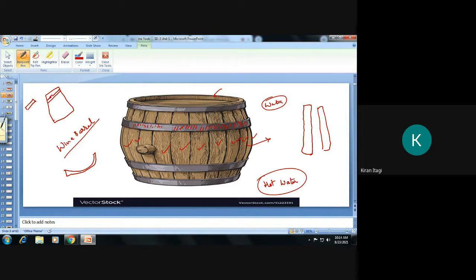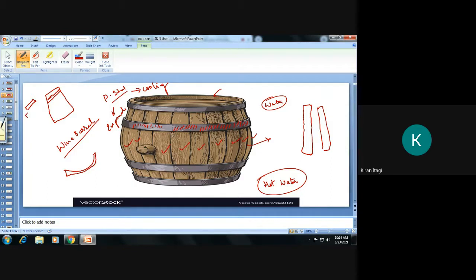And you know the property of steel: steel expands on heating and contracts on cooling. You know this basic property of steel, that steel expands on heating and contracts on cooling. So what they do is heat this steel band. After heating, what happens is it tries to expand like this.